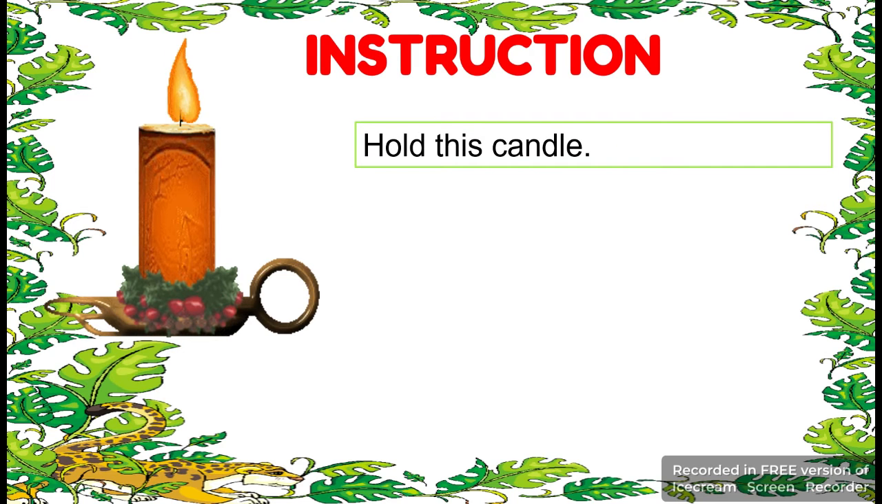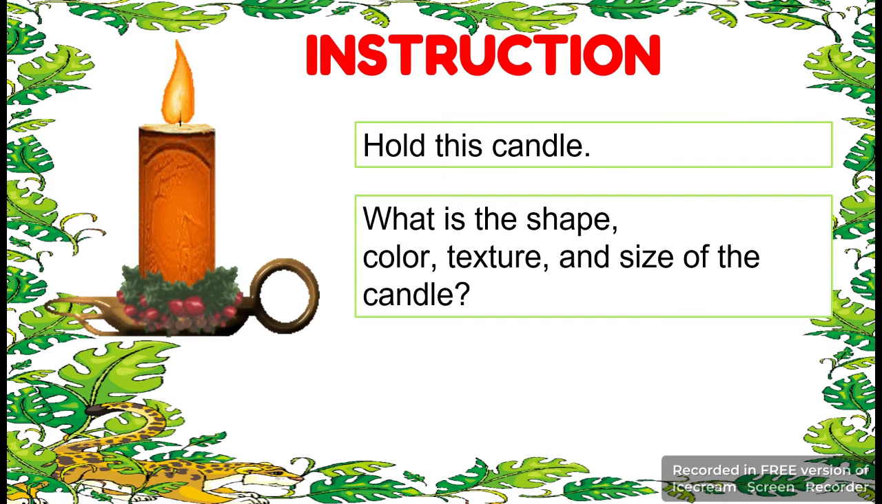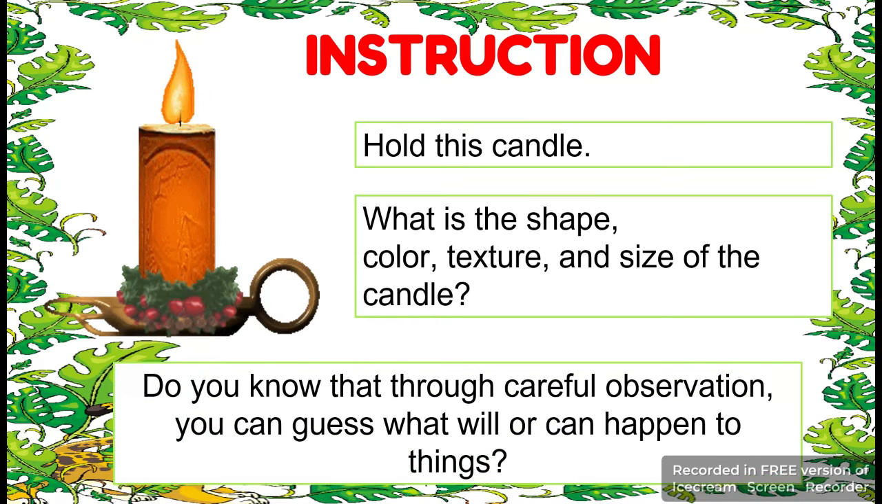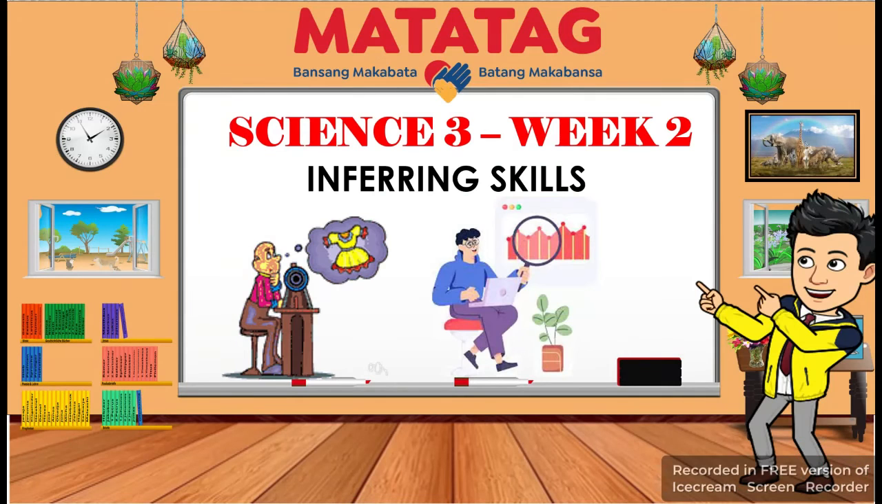Hold this candle. What is the shape, color, texture, and size of the candle? Do you know that through careful observation, you can guess what will or can happen to things? Today, we will discuss inferring skills, the second skill in the science process.